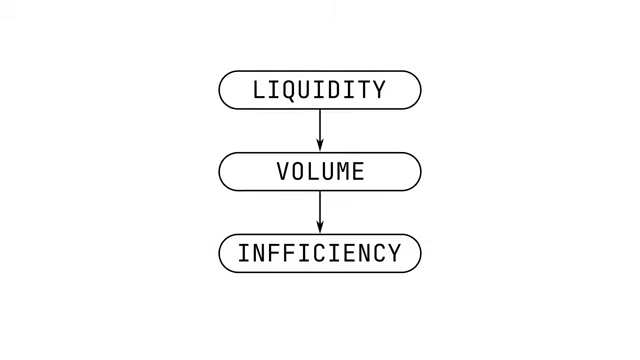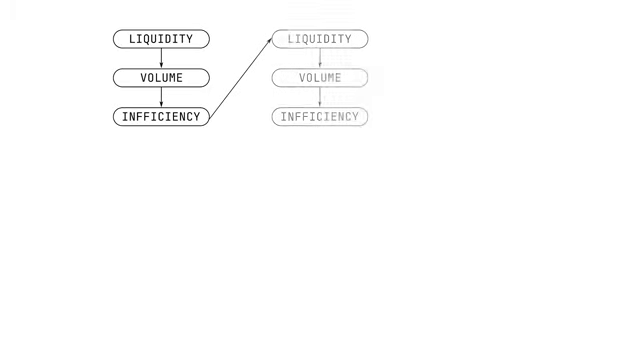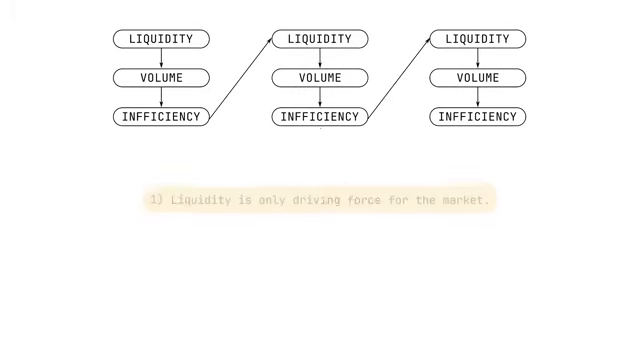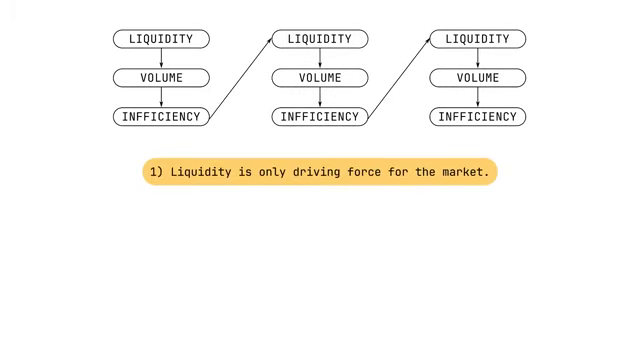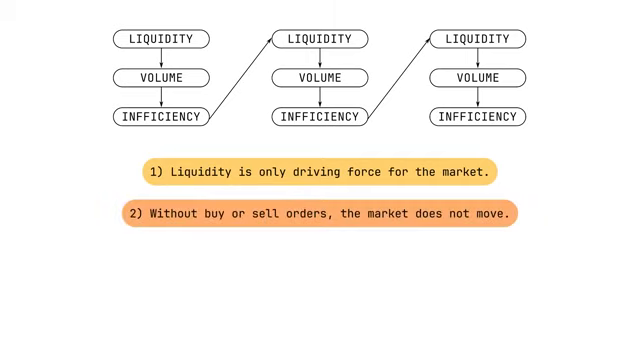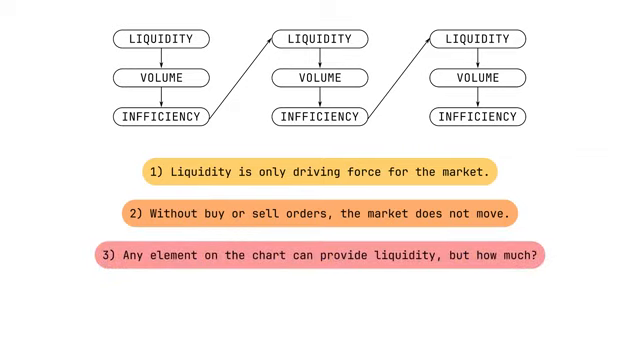It is based on three main elements: liquidity, volume, and inefficiency. Any movement can be described using just these three concepts. At the top of this chain is liquidity, which is the sole driver of the market. Without liquidity, that is, without buy or sell orders, the market simply would not move.